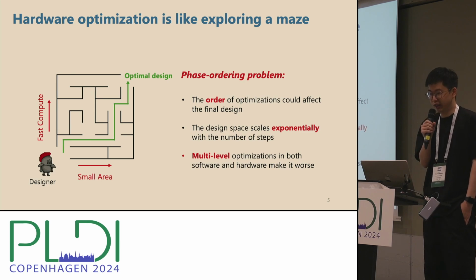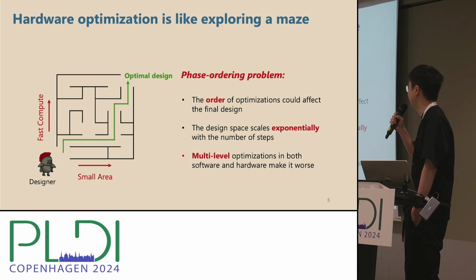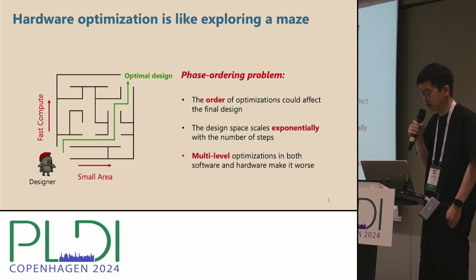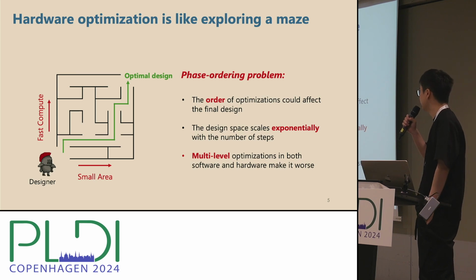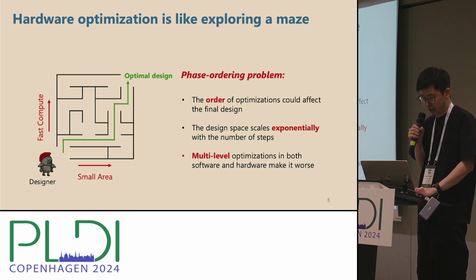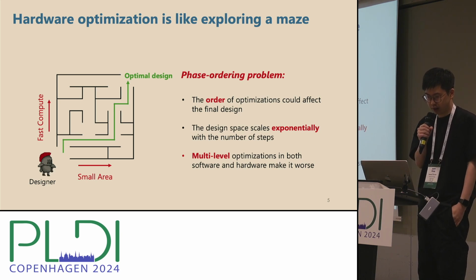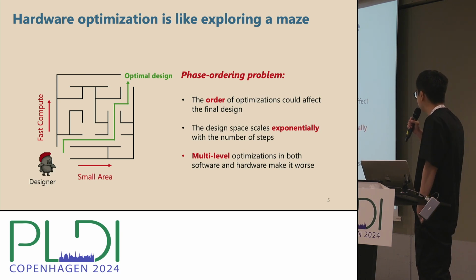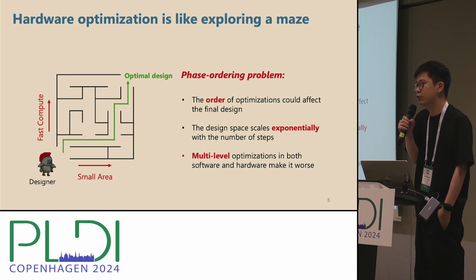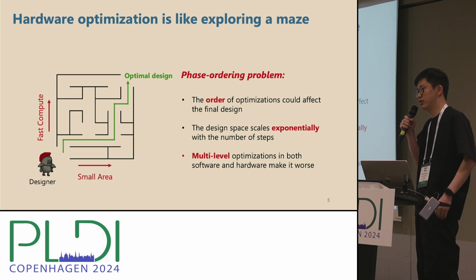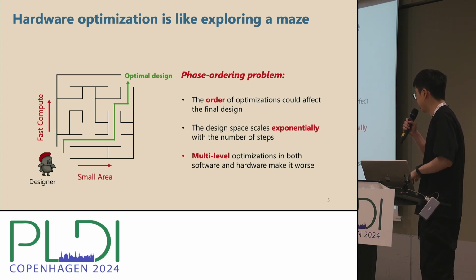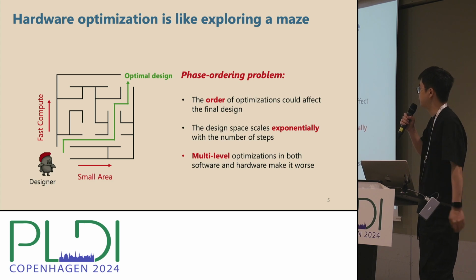And we know, finding an optimal design is like finding a way out of a maze. Particularly, both the style of the transformations and the order in which they are applied will affect the quality of the final outputs. And this is more complicated in the HLS world because we also have software source-level optimizations, and also hardware optimizations at different abstractions. And this forms a multi-level phase ordering problem.